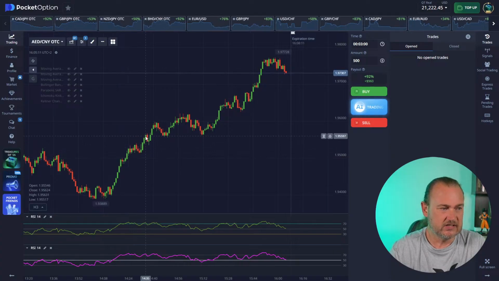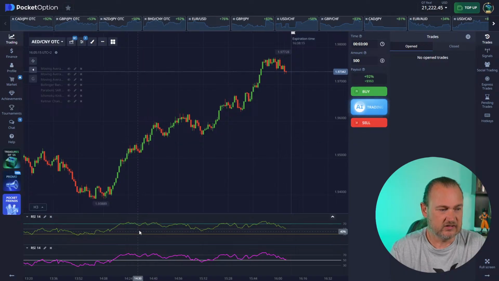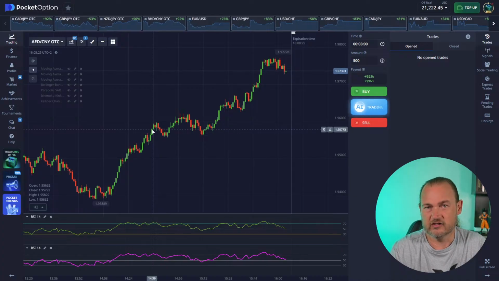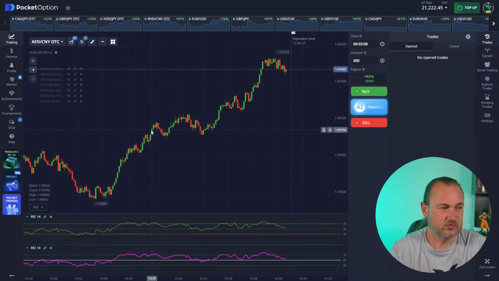So we can clearly see that if we took a 2 minute or 3 minute trade here, that would have been a bad trade. 1 minute, fair enough, would have won. In this case though, as soon as the RSI went into overbought, it doesn't matter if you took a 1, 2, 3, 4, 5 minute sell here, this would have been a loss.